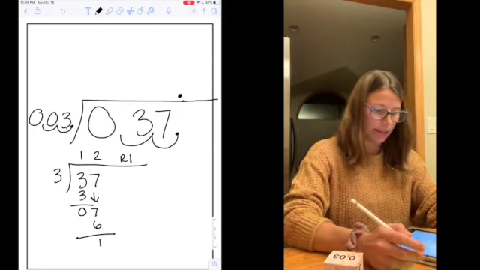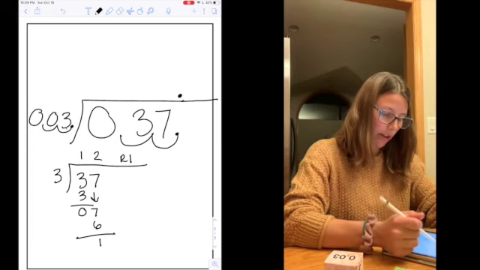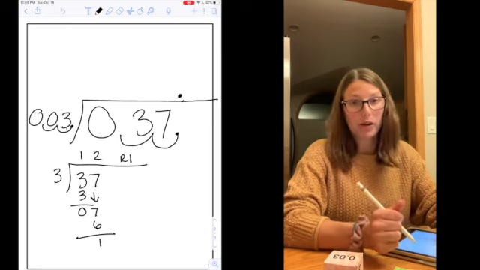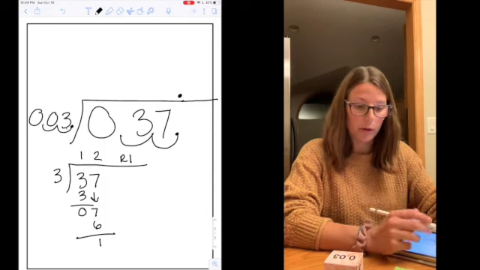And that would be the exact same if we were to multiply 0.37 by 12 remainder 1, we would end up with 0.03 for our decimal.